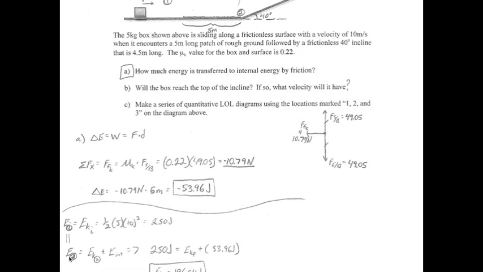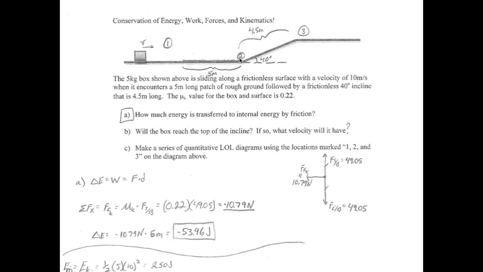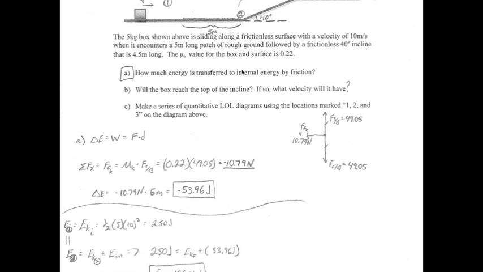Now the energy at point 2 is going to have to be equal to the energy at point 1. The situation here is going to have changed. After the box slides over this rough surface, it will have slowed down. So some of the kinetic energy we would expect to be missing. We know exactly how much actually, 53.96 joules. And so some of that energy that became internal energy that will later be radiated away as heat is now going to be taken away from the kinetic energy.